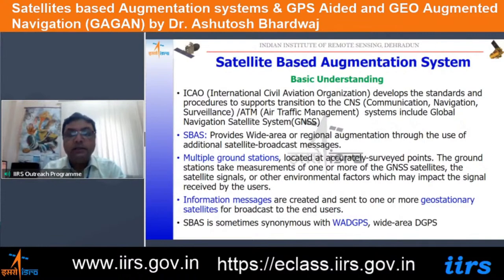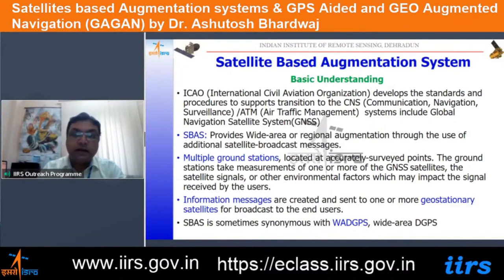And in this, geostationary satellites are also playing an important role, because these correction messages are sent to the geostationary orbit satellites, and they broadcast the correction parameters to the user again. And all this is happening in real time. The SBAS is also called the wide area DGPS system.